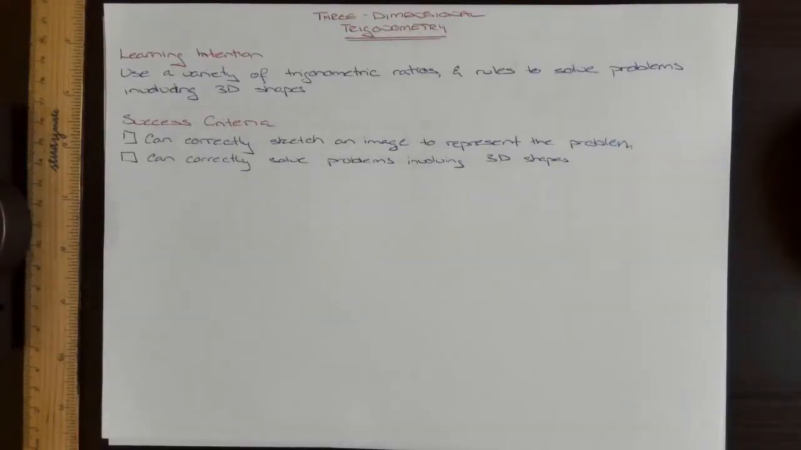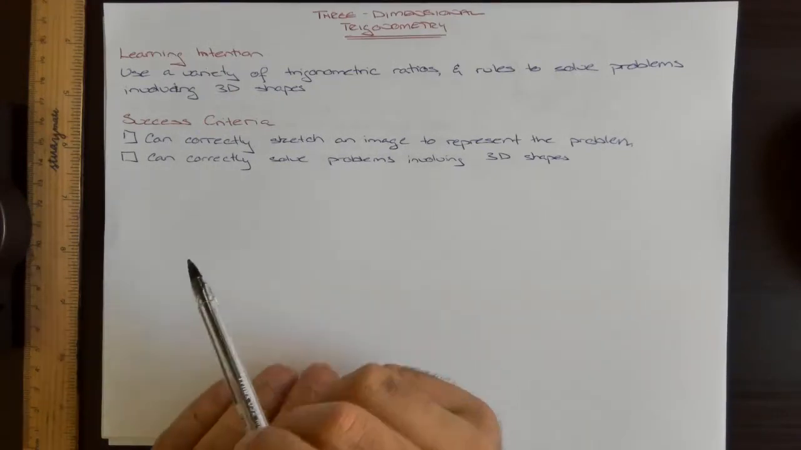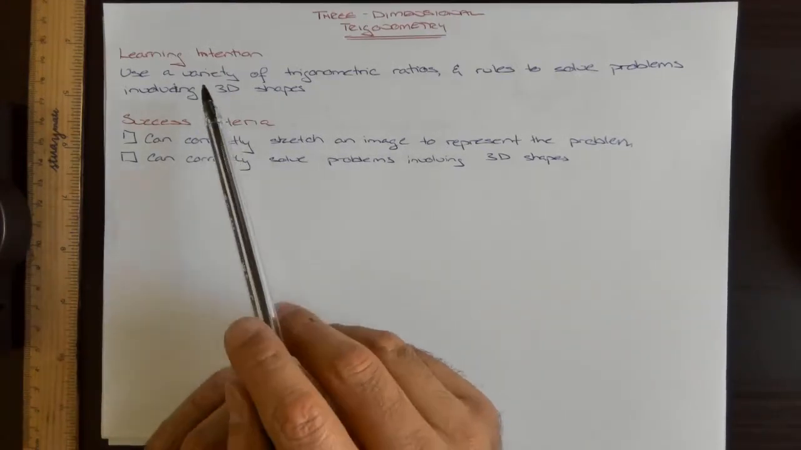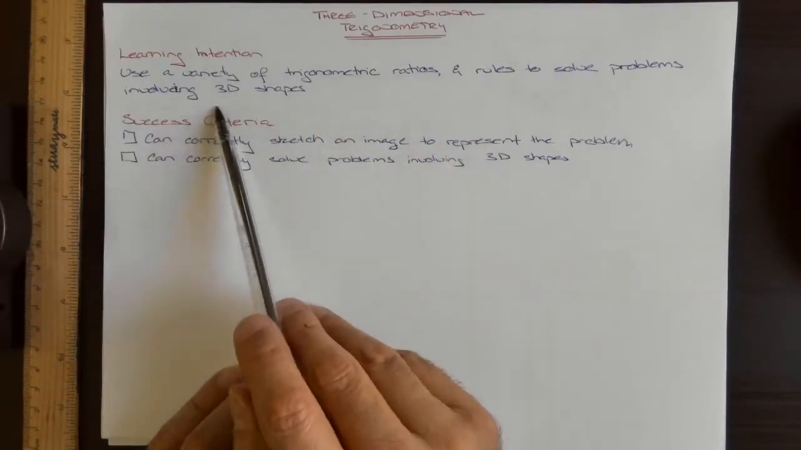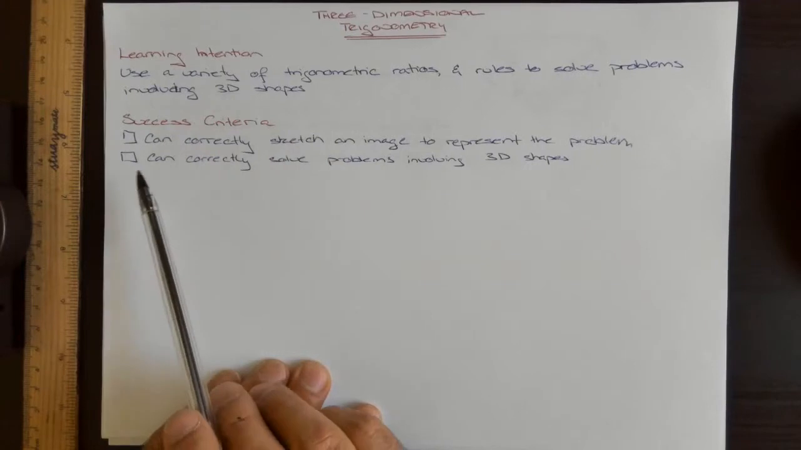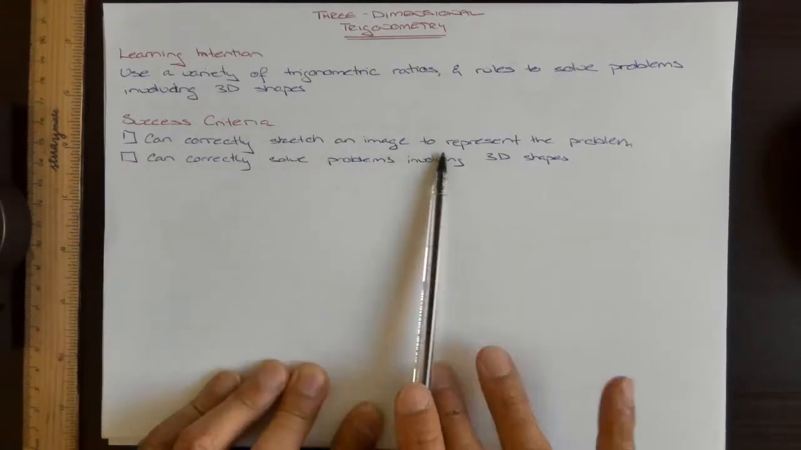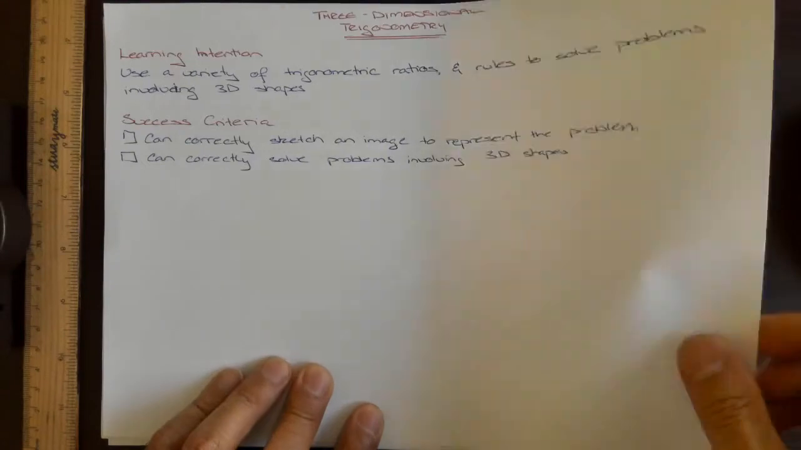Okay, so today we are looking at basically using trigonometry for three-dimensional objects, or three-dimensional trigonometry. We're going to use a variety of trigonometry ratios and rules to solve problems involving 3D shapes or 3D geographical problems. We'll be successful if we can correctly sketch an image to represent the problem and correctly solve problems involving 3D shapes using trigonometry.